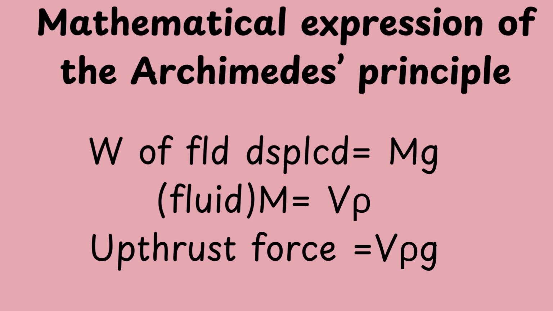Weight of fluid displaced is generally equal to the mass of the fluid that is displaced multiplied by g, where g is the gravitational constant. We already know that it is 10. From that breakdown, most times you won't find the mass given, so we are going to break down what mass is. We already know mass is usually volume multiplied by density.